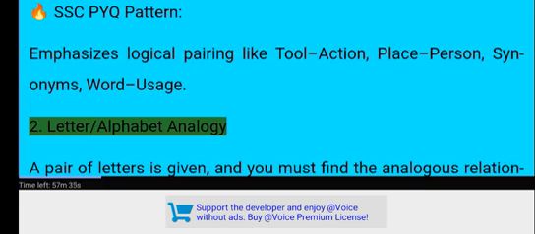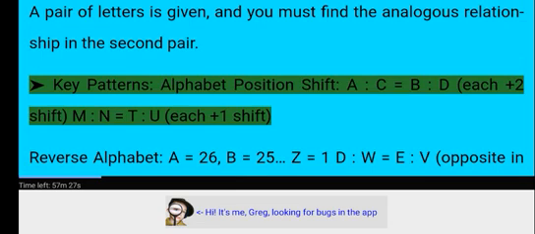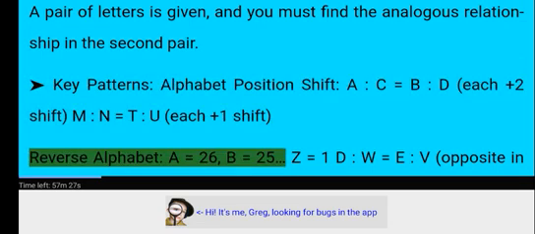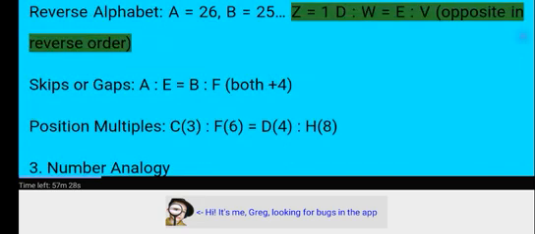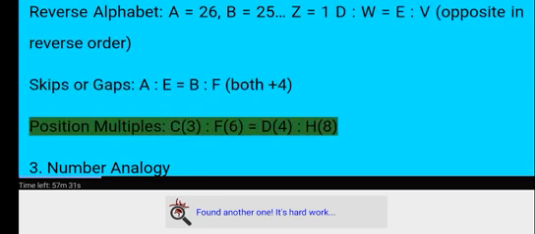2. Letter or alphabet analogy. A pair of letters is given, and you must find the analogous relationship in the second pair. Key patterns: alphabet position shift, A, C equals B, D each plus 2 shift; M, N equals T, U each plus 1 shift. Reverse alphabet: A equals 26, B equals 25, Z equals 1; D, W equals E, V opposite in reverse order. Skips or gaps: A, E equals B, F both plus 4. Position multiples: C3, F6 equals D4, H8.